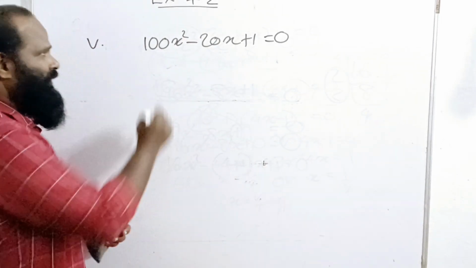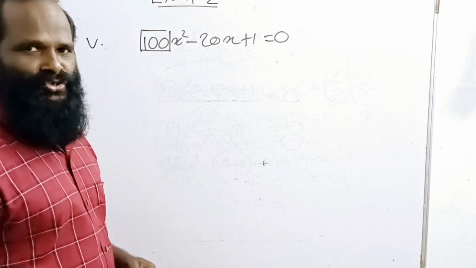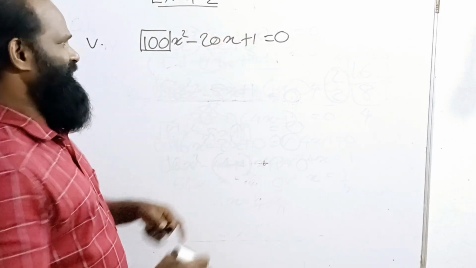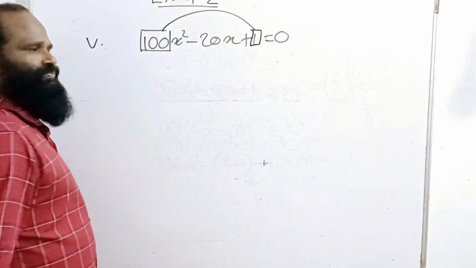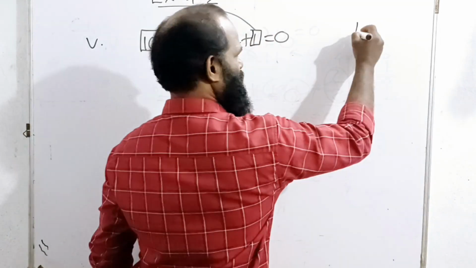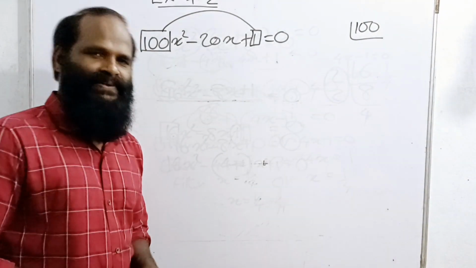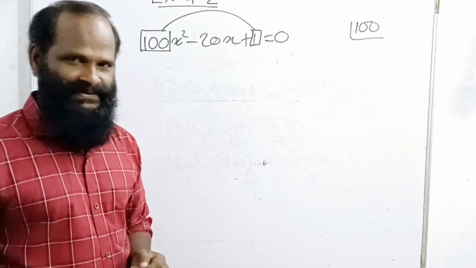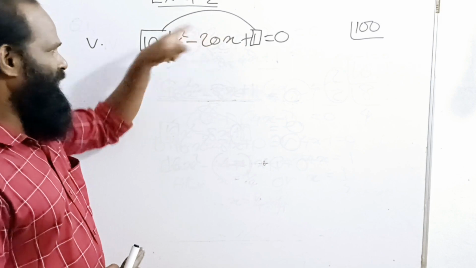First step, identify the coefficient of x squared. If it is not 1, multiply this with the constant. This is a constant term. Multiply 100 into 1, 100. So next step is factorize 100, form two numbers from the factors and add the numbers to get 20.